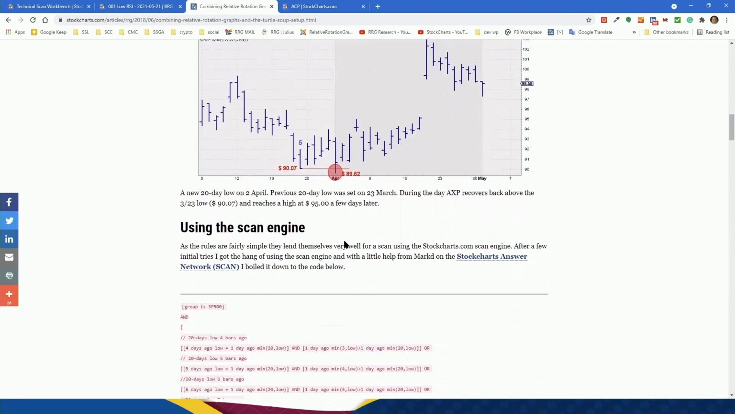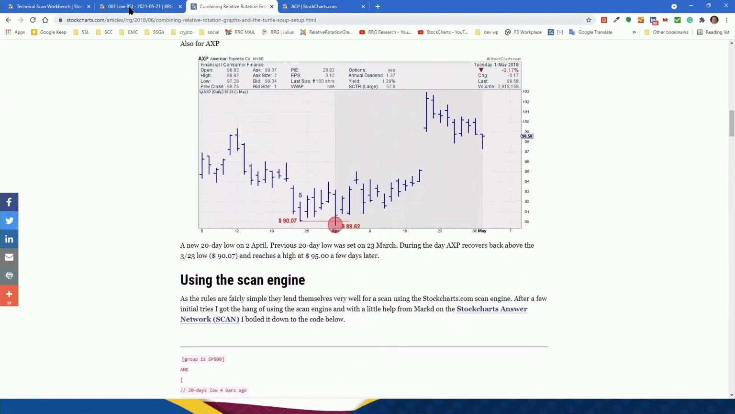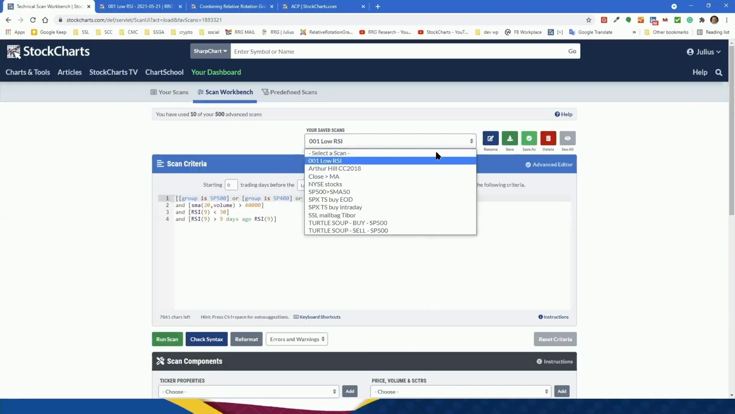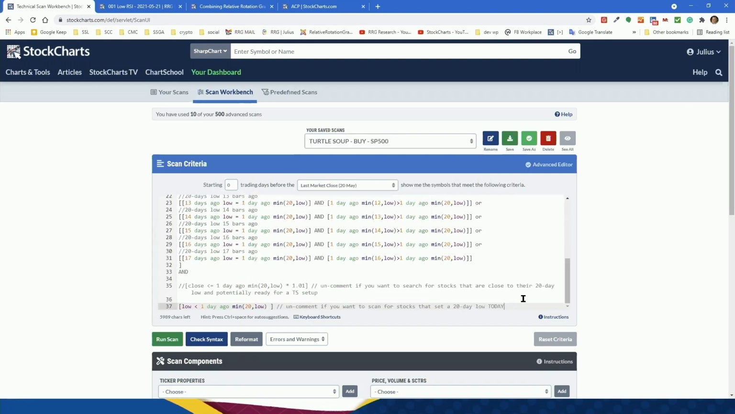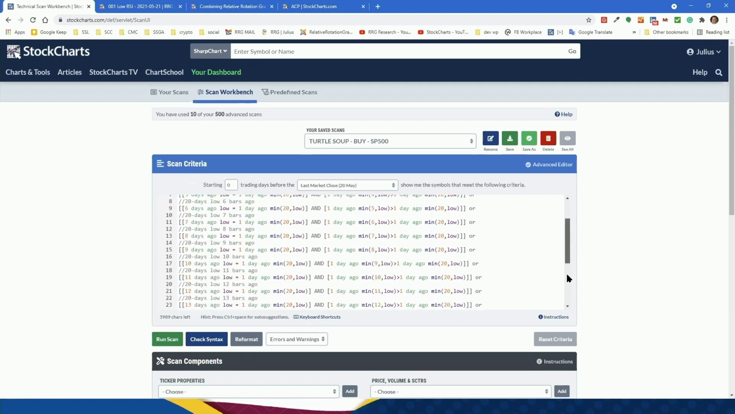The scan code actually is in the article, so if you go there, you can actually copy it and put it on your own system. But I'm going to bring it on the screen here, and it's the Turtle Soup by S&P 500. If we go to the top of that scan, the group is the S&P 500, basically to just limit the scope and make sure that we're using tradable stocks. Now, here is the whole code. That's pretty big.